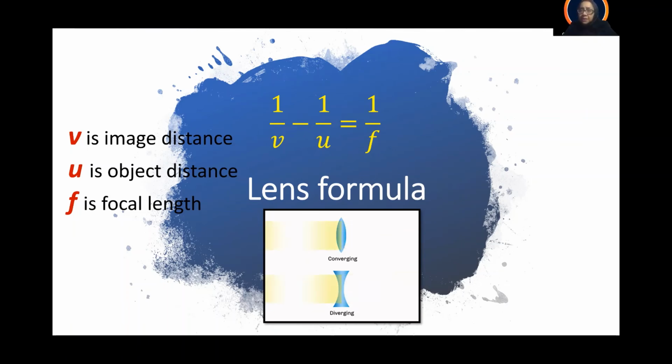Now what is image distance? Let me recall for you: it is the distance between the image and the optical center. And U is the object distance, meaning the distance between the object and the optical center. F is the focal length, which you know already. Whether you consider it as F1 or F2, the length will be the same because they are equidistant. So the focal length is F.